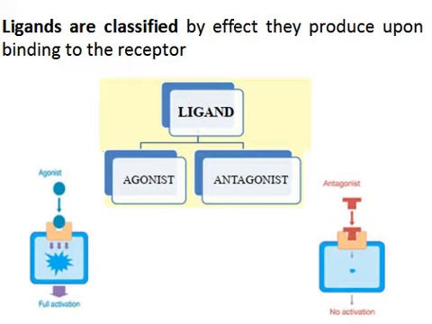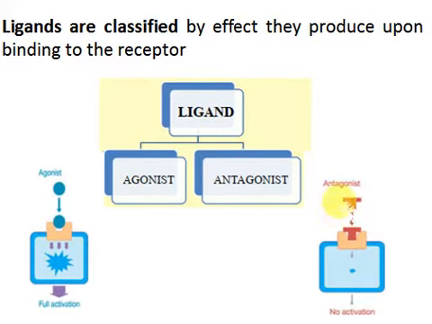When a ligand binds with a receptor, it produces some response. Depending on the effect that is produced by the receptor when a ligand is bound to it, the ligands are classified into two categories: agonist and antagonist. If a ligand binds with a receptor and produces some biological response, such a ligand is called an agonist.